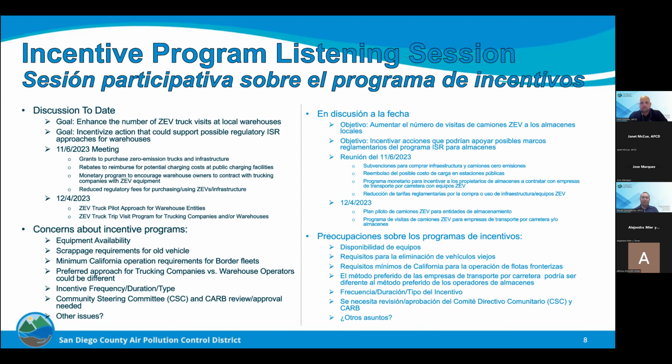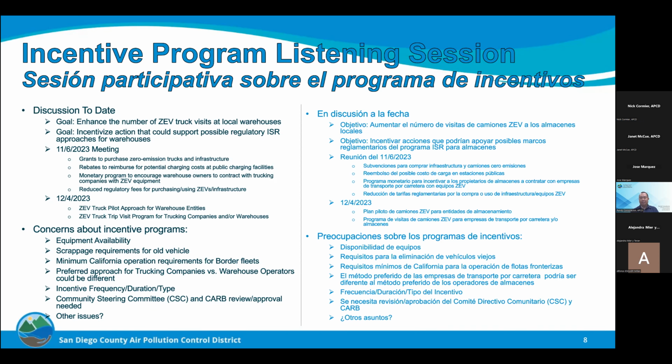This part of the presentation is what we're calling Incentive Program Listening Session. The objective of this session is to obtain stakeholders' feedback to help conceptualize what an incentive program for warehouses may look like. The goals of an incentive program are to enhance the number of ZEV truck visits at local warehouses and to incentivize action that could support possible regulatory ISR approaches for warehouses.